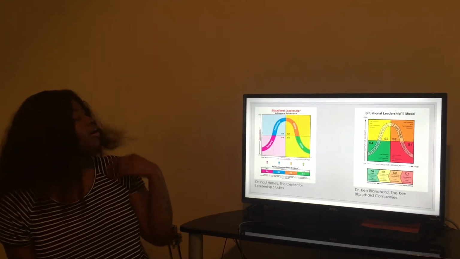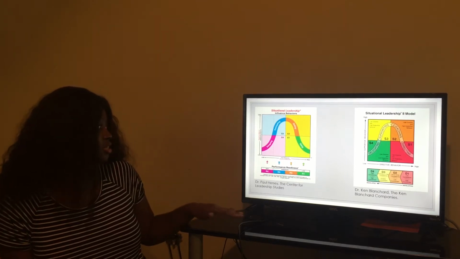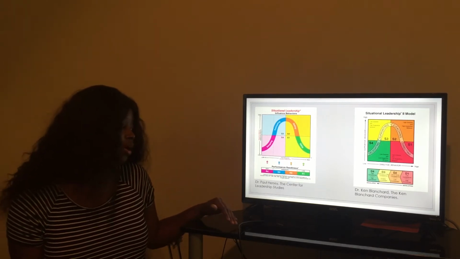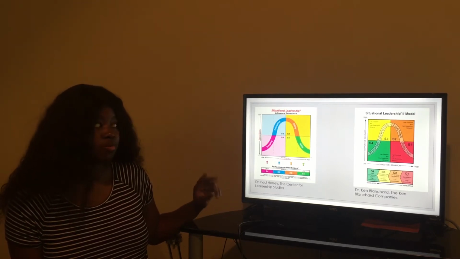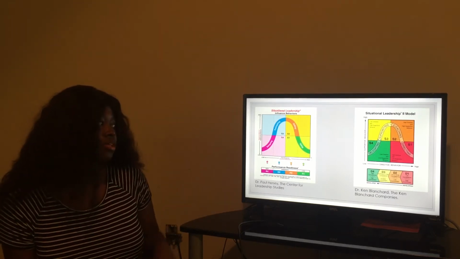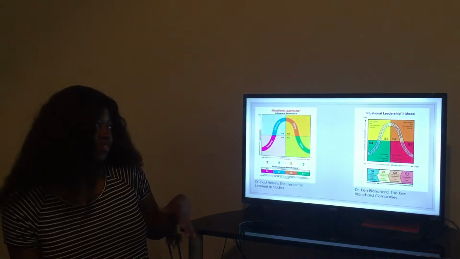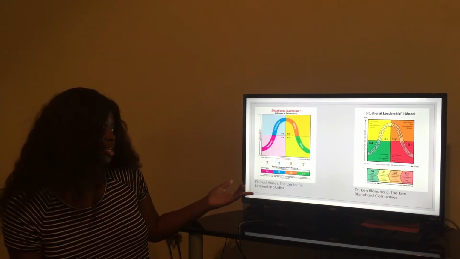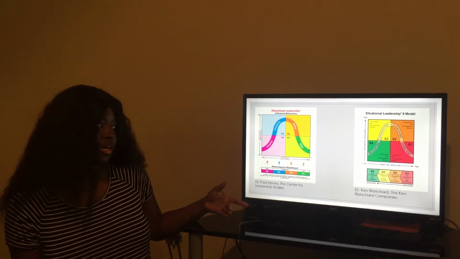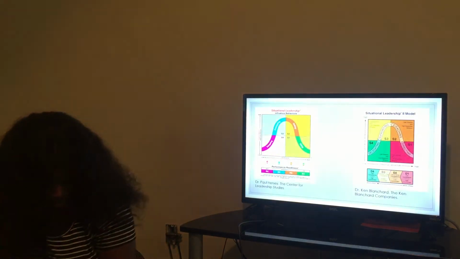So here are two diagrams. The first one is the situational leadership model by Dr. Paul Hersey, and the second one is the Situational Leadership 2 model by Dr. Ken Blanchard. Again, the fundamental concepts are the same. They do use different terms in their models. Dr. Hersey uses telling, selling, and participating, while Dr. Blanchard uses directing, coaching, and supporting. But again, it's all the same.